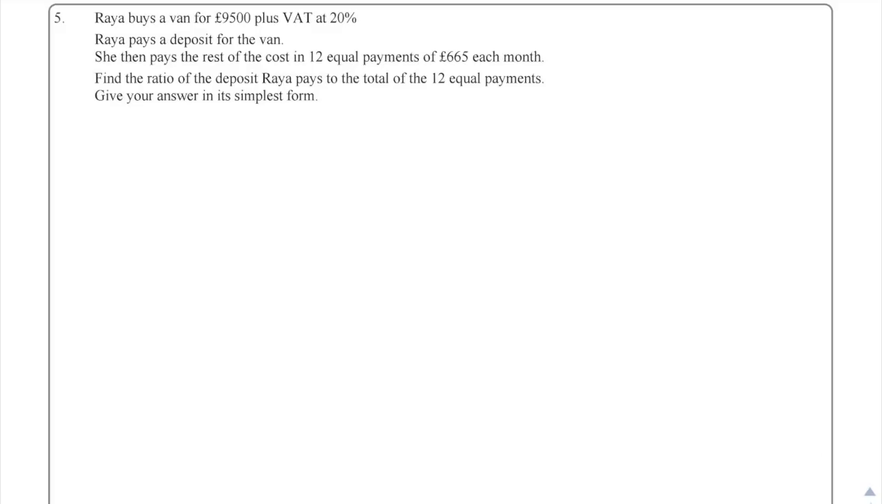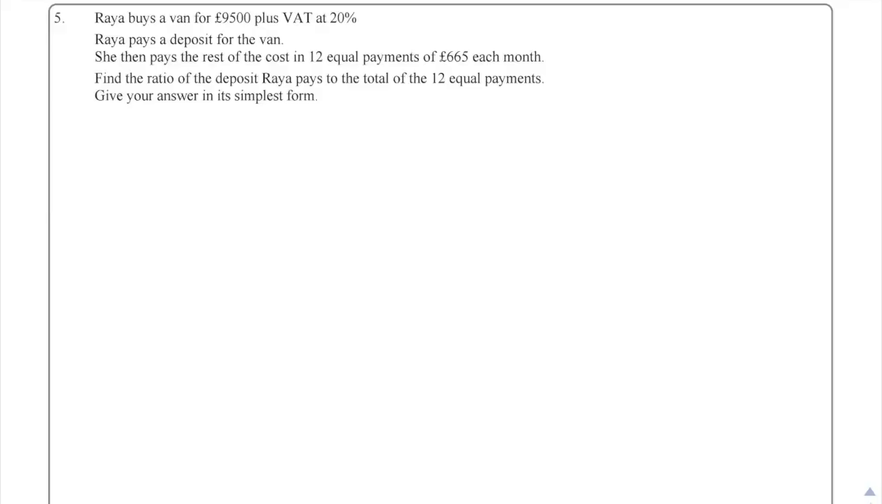Question 5 says Rhea buys a van for £9,500 plus VAT at 20%. Rhea pays a deposit for the van. She then pays the rest of the cost in 12 equal payments of £665 each month. Find the ratio of the deposit Rhea pays to the total of the 12 equal payments. Give your answer in its simplest form.